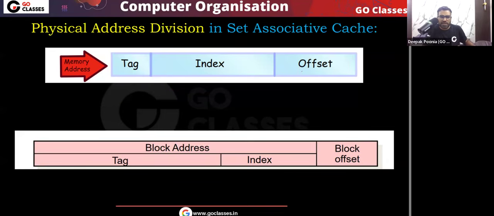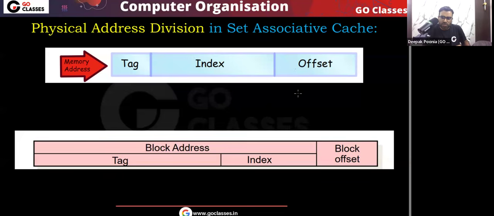Remember one more thing, whenever you find how many bits for offset, how many bits for tag, always go from right to left. First you find how many bits are required for offset, then you find how many bits are required for index, and then you find the number of bits required for tag. So whenever you divide the main memory address into three parts, always go from right to left.